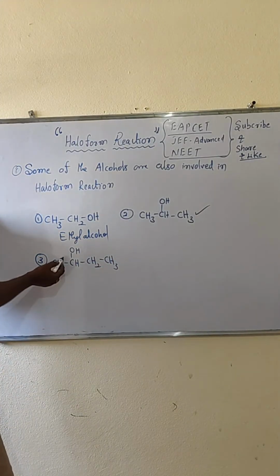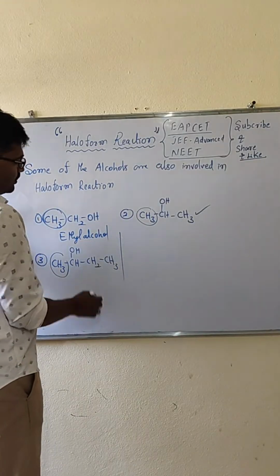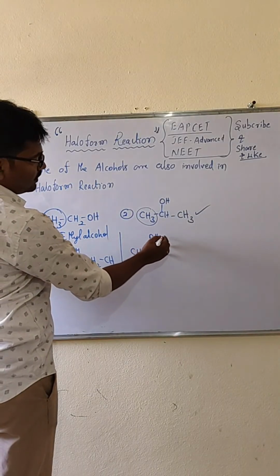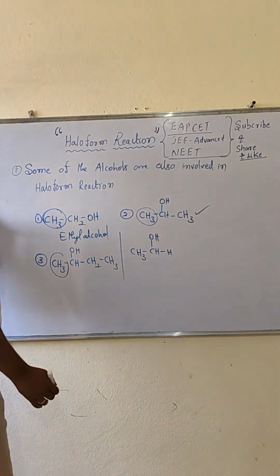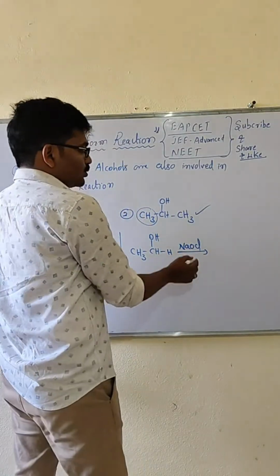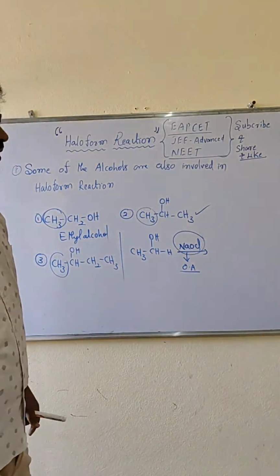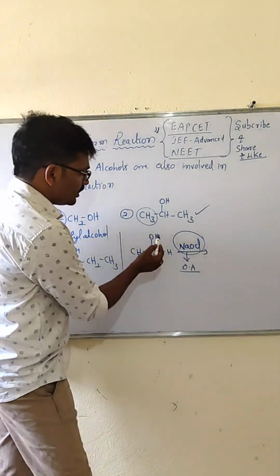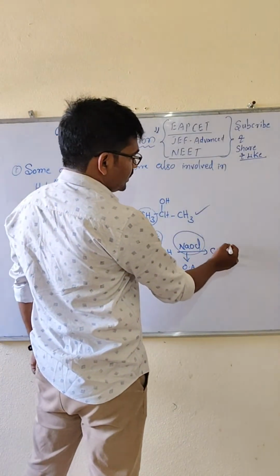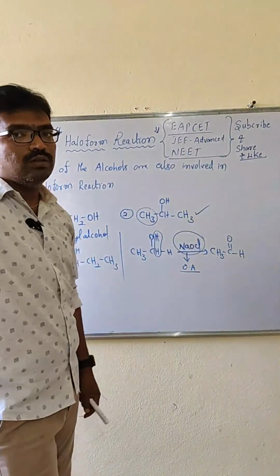Look, an alpha methyl group should be present. For example, if you take the first one, CH3, bond CH, bond OH, then bond H, like this will be there. Sodium hypohalite, NaOCl, acts as an oxidizing agent. What does an oxidizing agent do? It does oxidation. What is oxidation? Removal of hydrogen atoms from here, and it is converted into CH3CHO. That means it is converted into an alpha methyl group containing aldehyde.